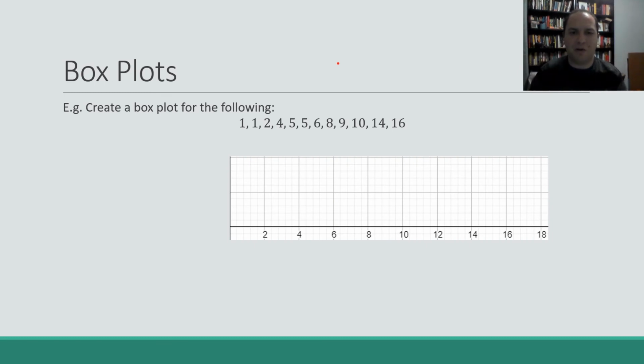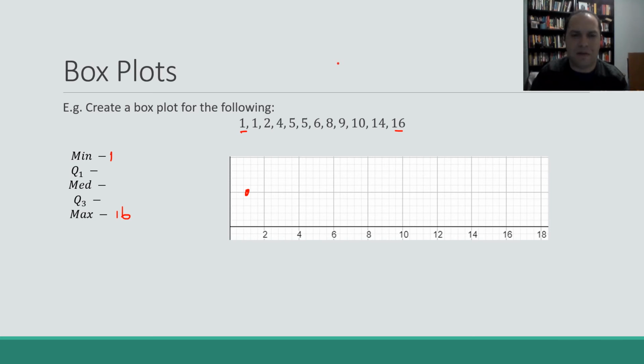Alright, let's do another one. We'll create another box plot for this data. Now this time we should need to work out our 5-number summary first. So we've got our lowest score, we've got our highest score, it's 1 and 16. So we can plot 1, smack bang there, 16, smack bang there.